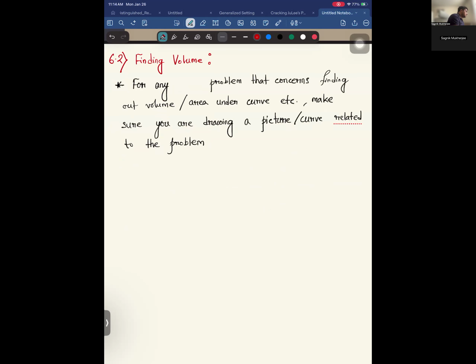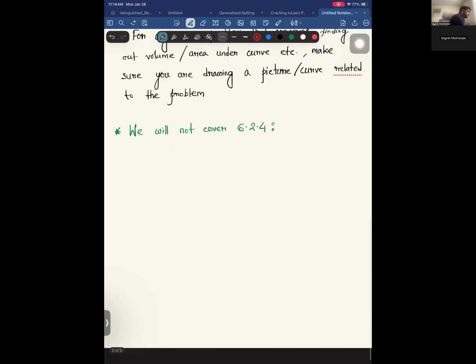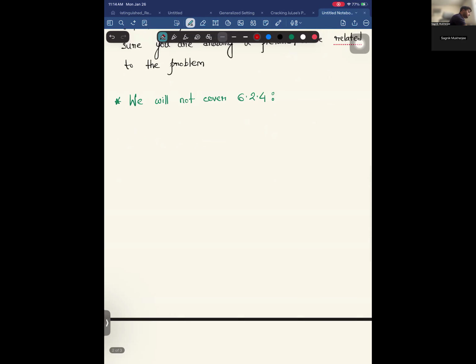With that, let's go into the section. In this section, there are essentially two parts. We will not cover section 6.2.1, which is kind of easy, but just to make you less confused about the material, I'm skipping it. So there are two parts of this chapter. Say you have a function.